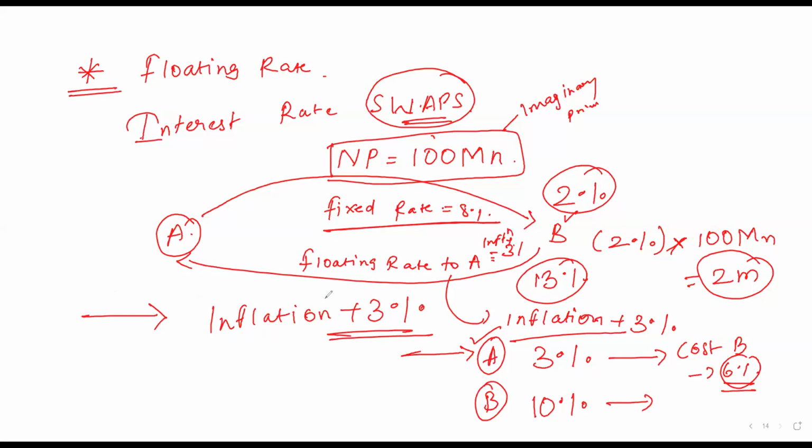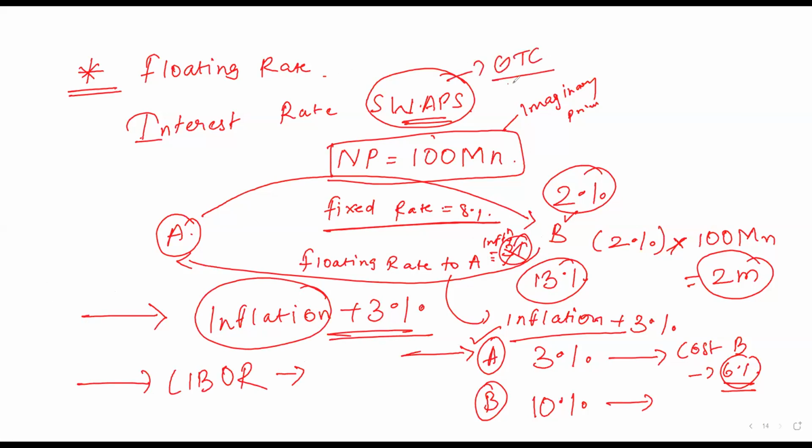Now, this floating rate can not only be linked to inflation, it can be linked to LIBOR, that is London Interbank Overnight Rate. Again, guys, 3% is not fixed in every contract. That is so obvious. It would be negotiated between the two parties. As I said, swaps is an OTC contract. It would be negotiated whether it would be plus 3%, 2.5%, 2%, 1%, 9%, 10%, everything will be negotiated over there.